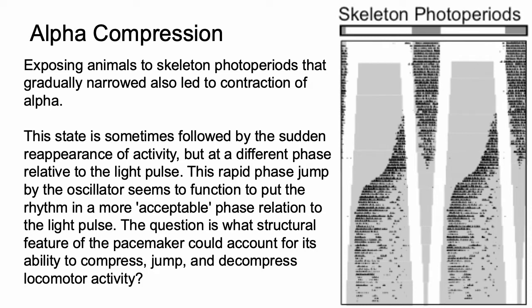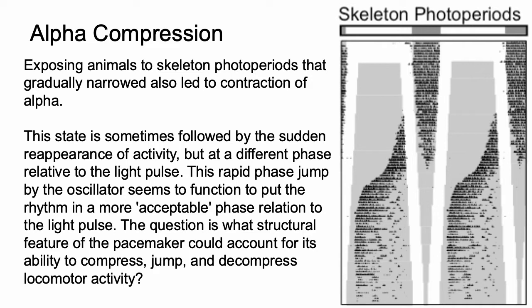We also see alpha compression in something called skeleton photoperiods. At the very top of this graph, it's a somewhat normal light-dark cycle, as you can see from the bar at the top. It's a long day length, but there's a clear night section, and then they start the skeleton photoperiod. The light exposed to the animal only comes on at the very beginning and the very end of the light period. So actually the middle of it is dark, it's just the beginning and the end. That's why they call it skeleton.